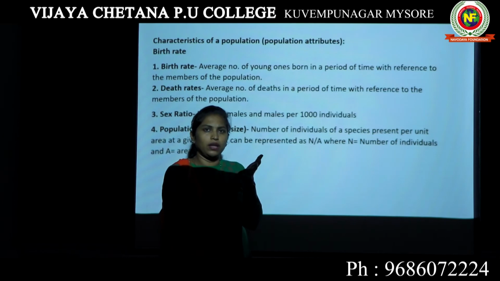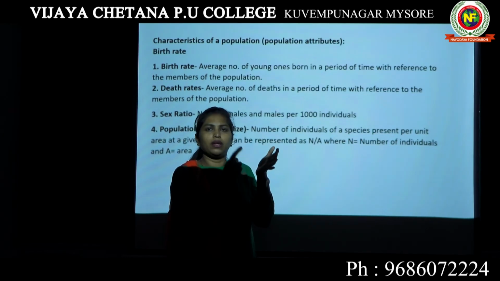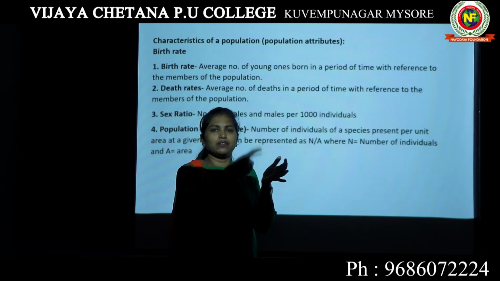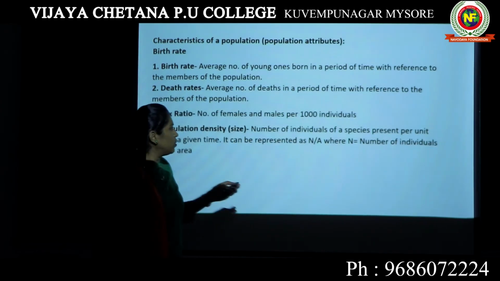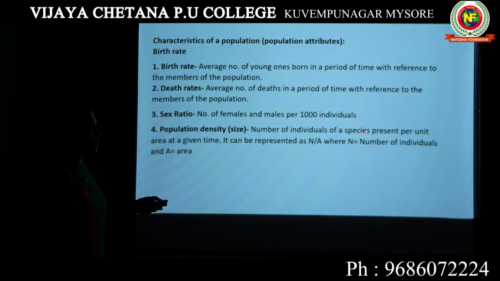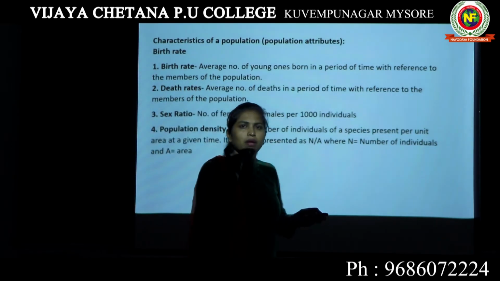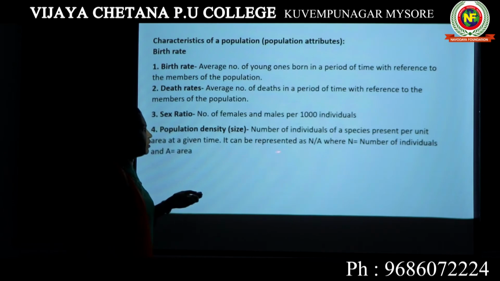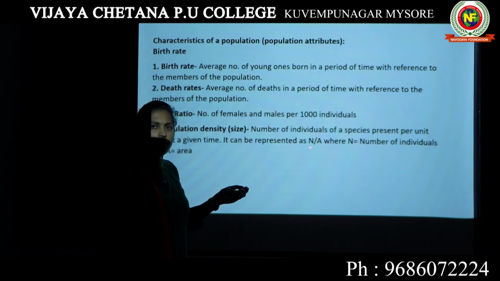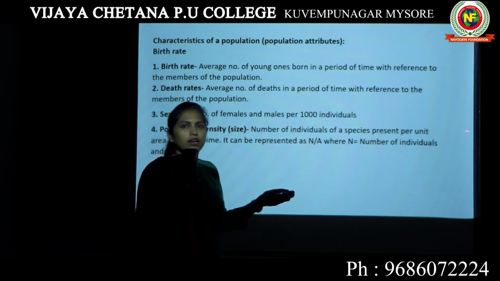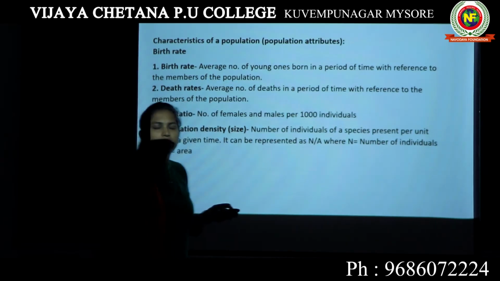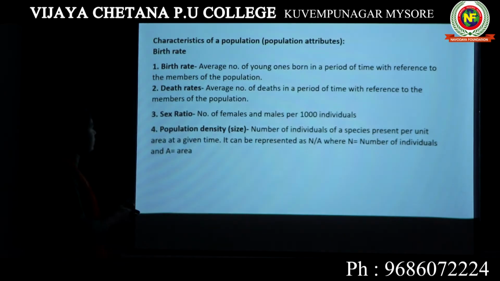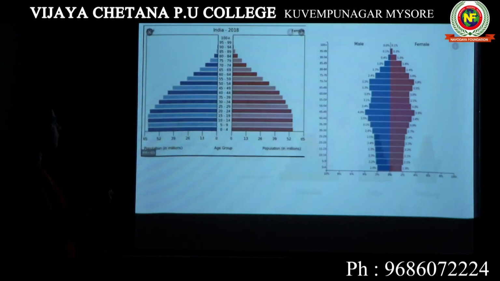For the year 2020, in this particular area, there were so many individuals living. So that is referred to as population density. Okay, number of individuals belonging to a particular species present per unit area at a given time. When we talk about time, it will be a particular year, how many individuals are present in a particular geographical area. So this is represented as capital N by capital A. N, number of individuals, how many individuals are present? A represents area.